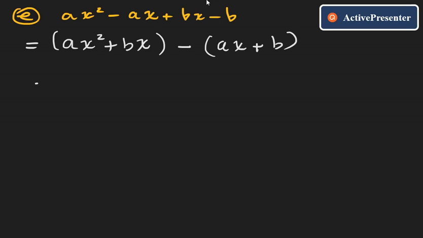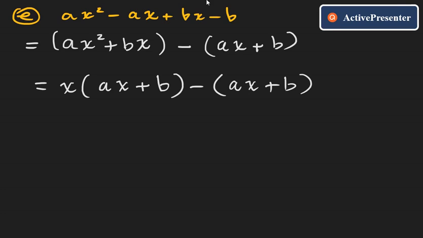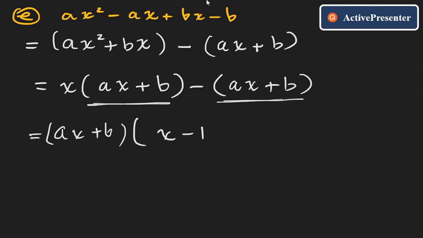Okay, let's check now by taking the greatest common factor. Here the greatest common factor is what? x. Okay, if you take it outside, we would be left with ax, and here we will have plus b. Now take the greatest common factor here. There is no greatest common factor, only we will be left with ax plus b. So the greatest common factor of this whole expression is ax plus b. Take ax plus b outside. Then we will be left with x minus 1, and you are done with the factorization of this one.